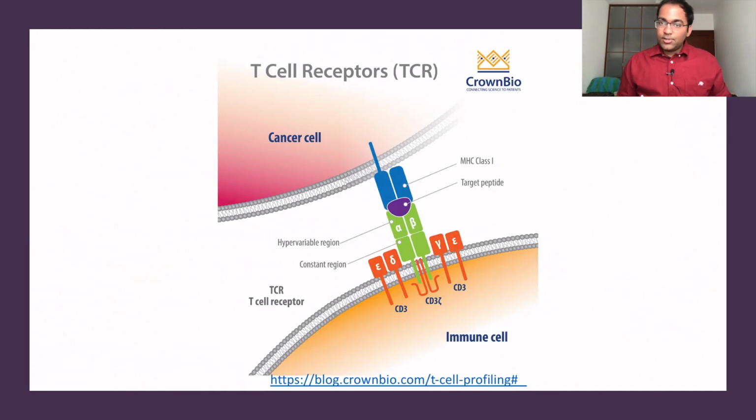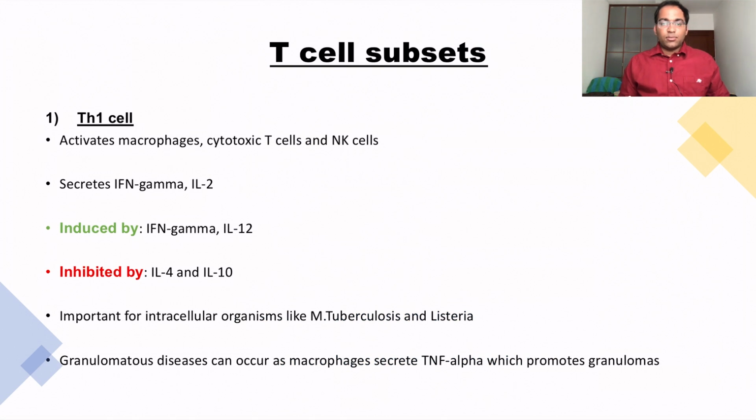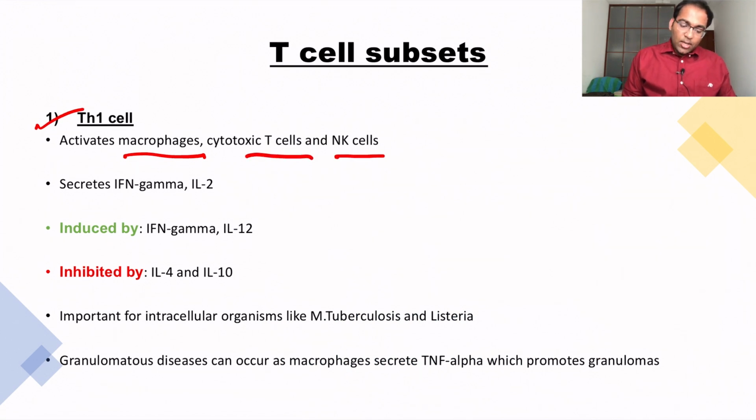Now, this is a structure of a T cell receptor. As I mentioned, there are 2 alpha and 2 beta chains. So here we have 2 alpha chains and we have 2 beta chains here, along with CD3 receptors on the side. Now, what are the subsets of T cells or different subgroups of T cell, right? So the first one is a T helper 1 cell. T helper 1 cell activates macrophages, very important to know. They also activate the cytotoxic T cells and NK cells. I would recommend you guys to remember the exact cytokines secreted by the T helper 1 cell, which are interferon gamma and interleukin 2.